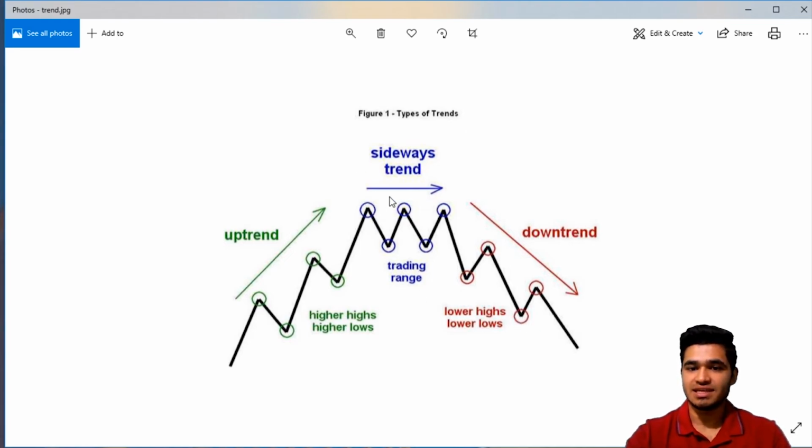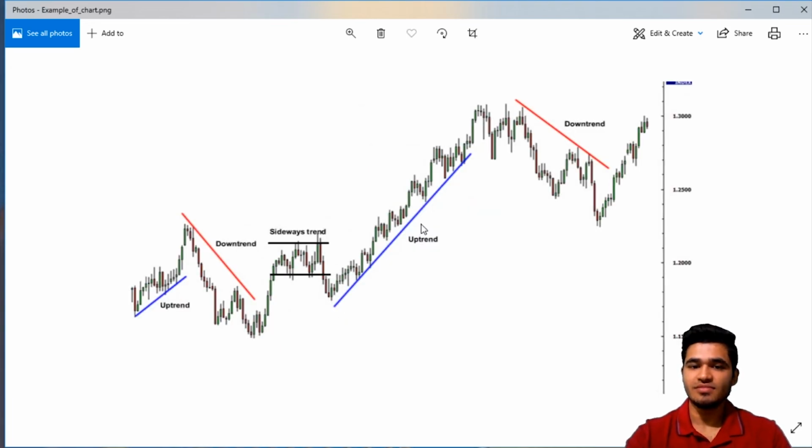Over here you can sell over here, buy. You can again buy over here, sell. You can again sell over here, buy. You can again buy over here, sell. You can make a lot of profits in a sideways trend. So this is a basic example of how the candlestick works.